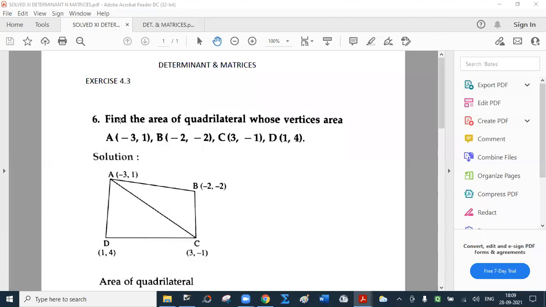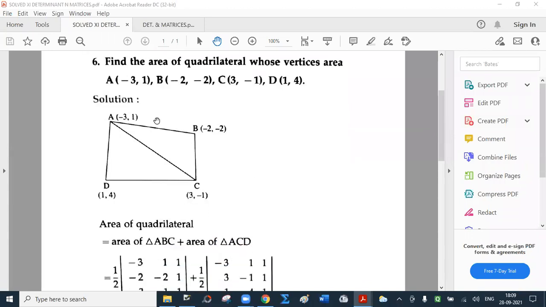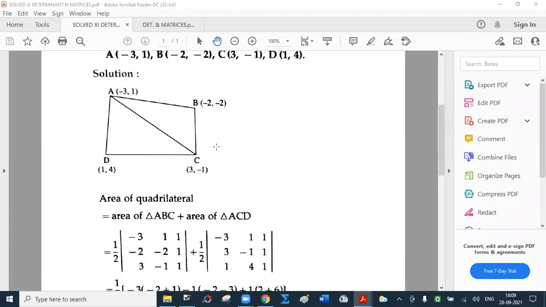This is the 6th sum from exercise 4.3. Find the area of quadrilateral whose vertices are, actually in textbook, I think they are given in different order, but the points in that order do not form a quadrilateral. So they should be in this order only: A(-3, 1), B(-2, -2), C(3, -1), and D(1, 4). So these are the vertices of a quadrilateral.